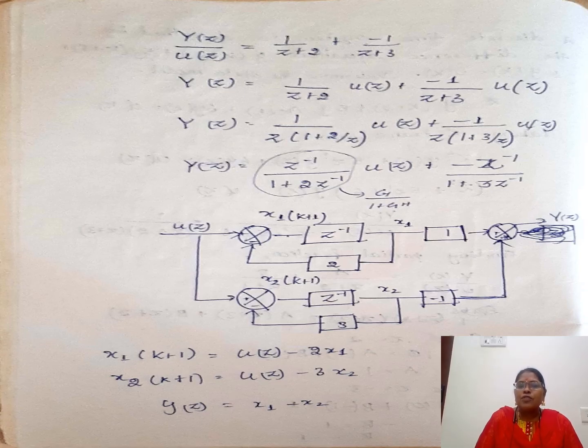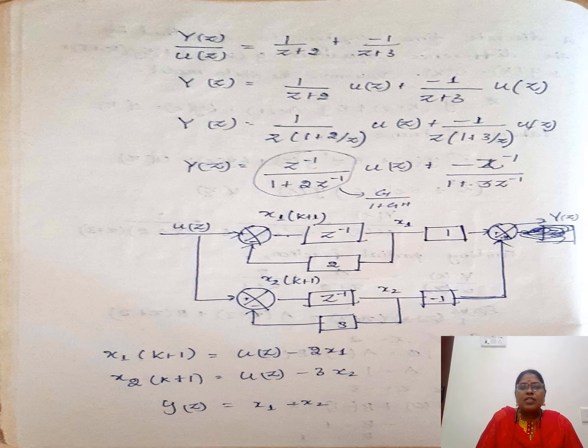So now this is of the form G divided by 1 plus GH. So it's nothing but a closed loop transfer function. And similarly, this is G divided by 1 plus GH, where G is your z power minus 1 and H, your feedback, is 3. So using these conditions, I am going to draw a block diagram.